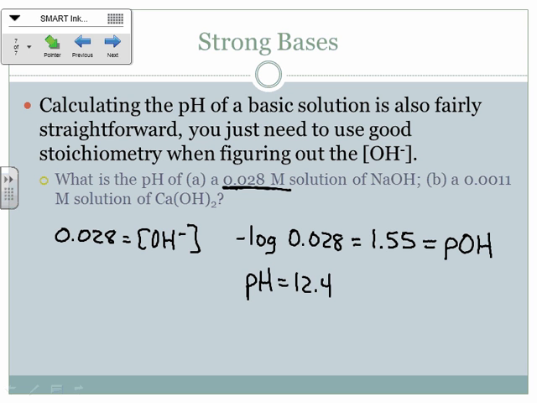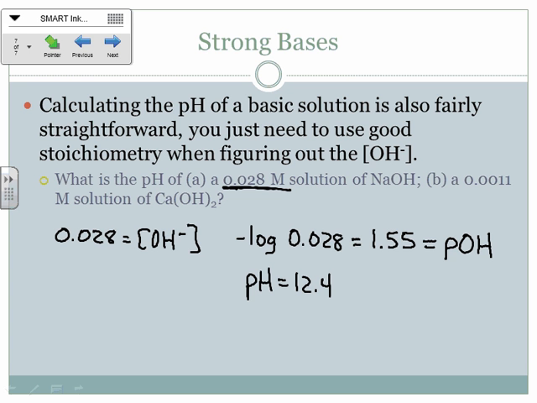Okay, so that's another thing you need to watch out for with the bases. If you take the negative log of the OH minus concentration, that's going to give you your pOH, and then you have to subtract that from 14, if they're asking for the pH. Now, if they're asking for the pOH, then we would have been fine.